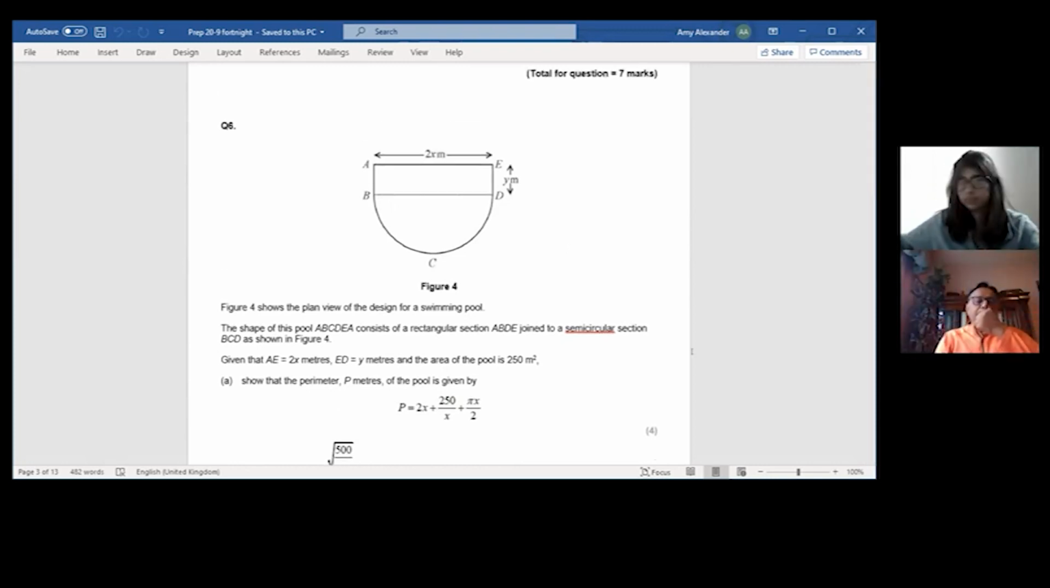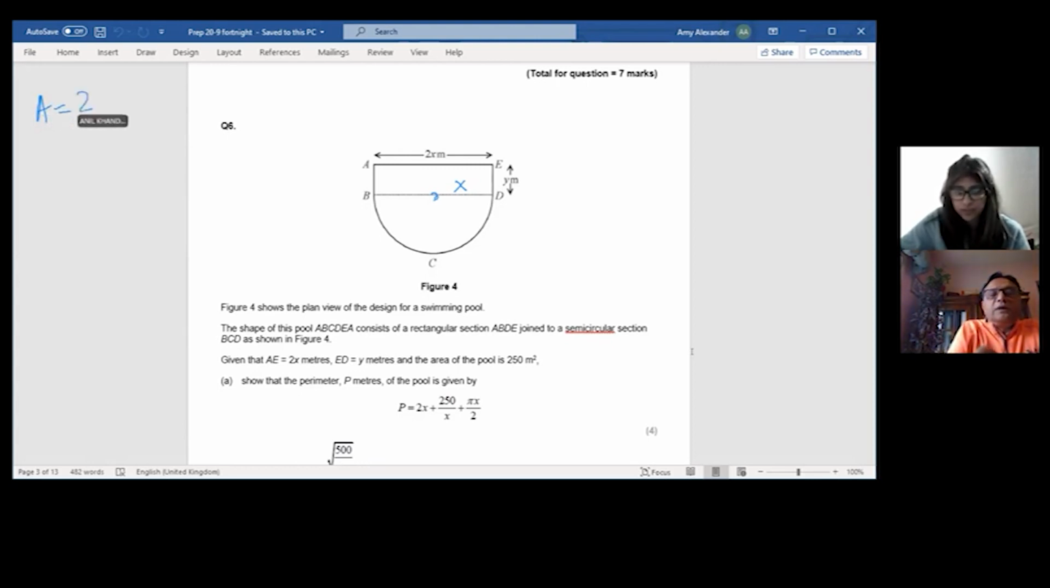Okay, we are given a pool, and we are saying that AE is 2x. So that means this radius is x, right? Okay, and ED is y. The area of the pool is 250 meters square. So the rectangle area plus this. So area is equal to how much?